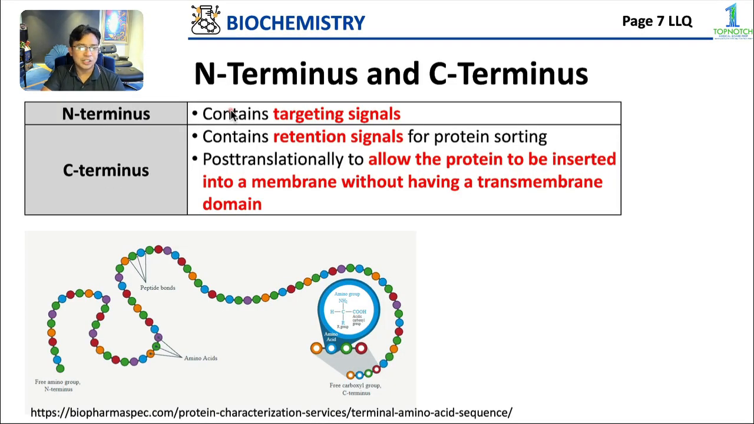Now guys, you also have here the signaling of your different amino acids. In the N-terminus, it contains the targeting signals. It makes sense, di ba?